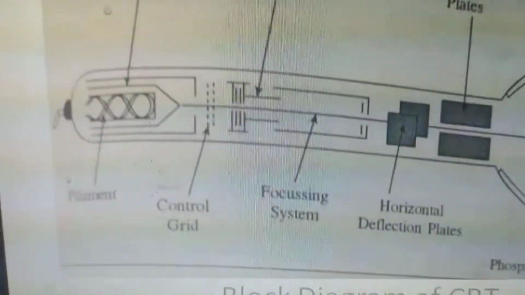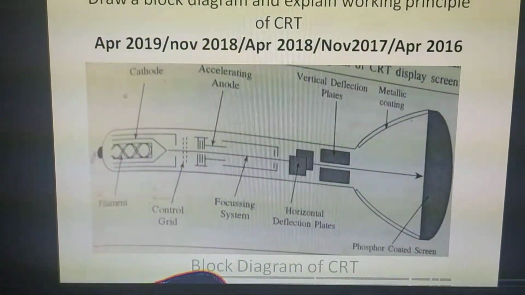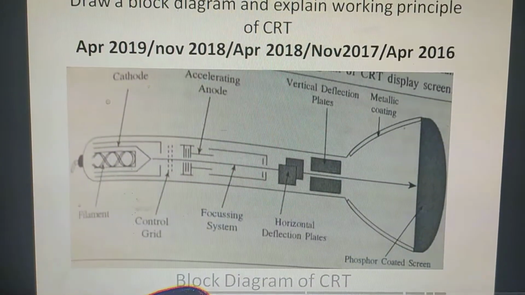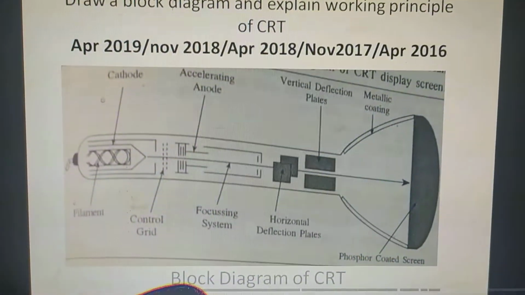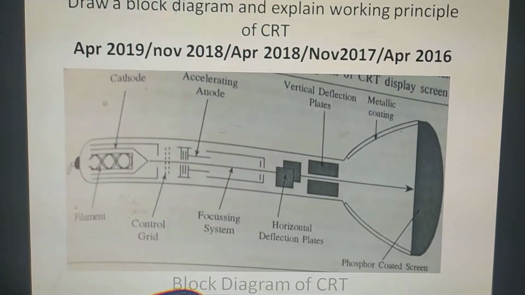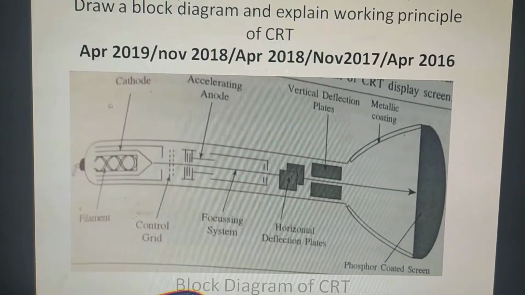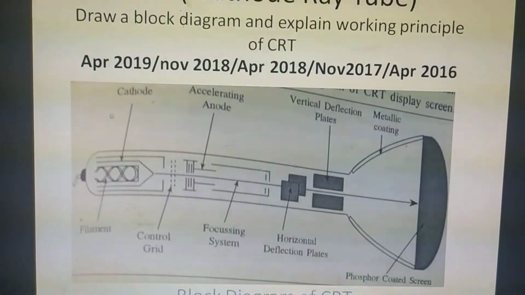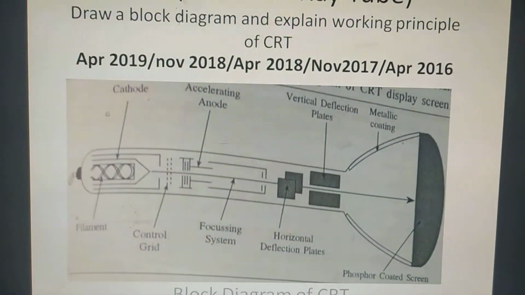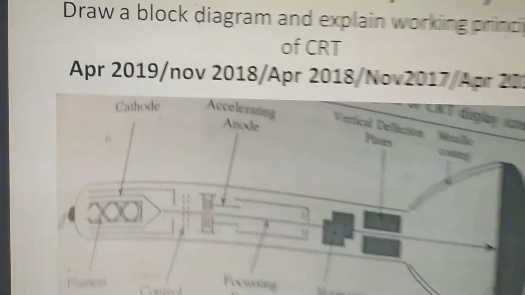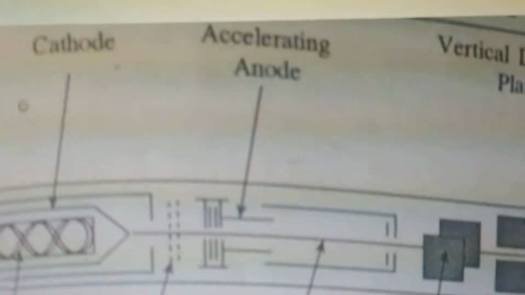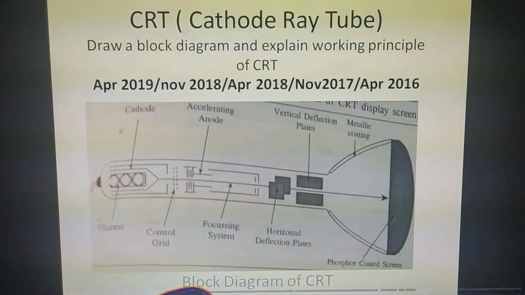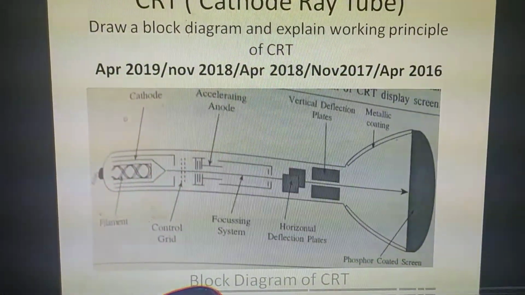Okay, the control grid is the one which controls the flow of electrons. We can reduce the number of electrons flowing, or we can increase the number of electrons flowing. Okay, the control grid stops the electrons or increases the number of electrons. Okay, then there is an accelerating anode. The accelerating anode is the one which increases the speed of the electrons.